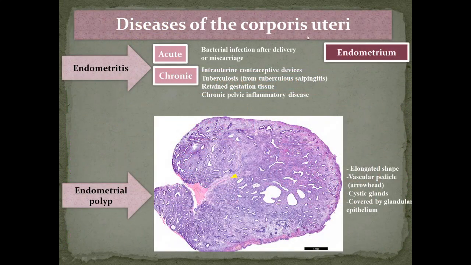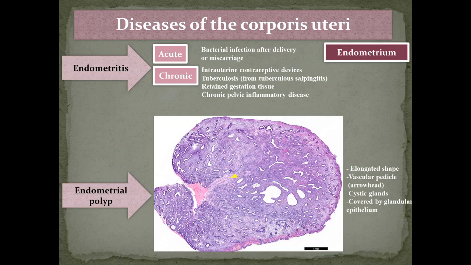Move on. Corpora uteri. Corpora uteri has 3 layers: endometrium, myometrium, and serous layer. So, first of all, we're talking about the endometrium. Again, logically, we could have an inflammation. Inflammation of the endometrium is named endometritis. It could be acute, it could be chronic. You see the list of the most common diseases, so let me not name it again.